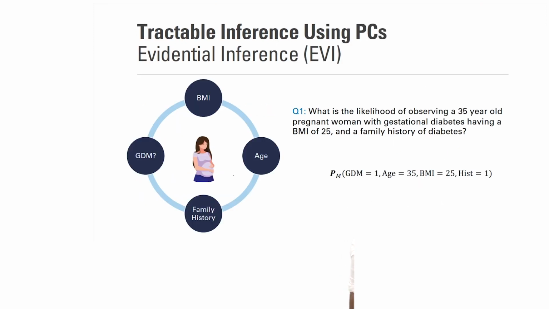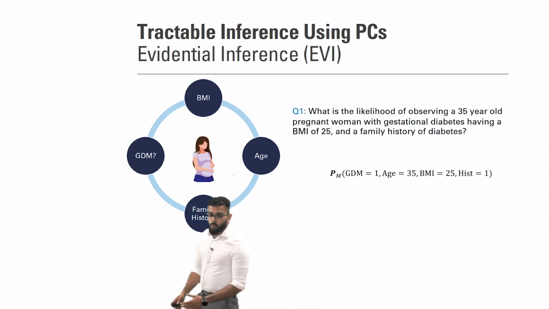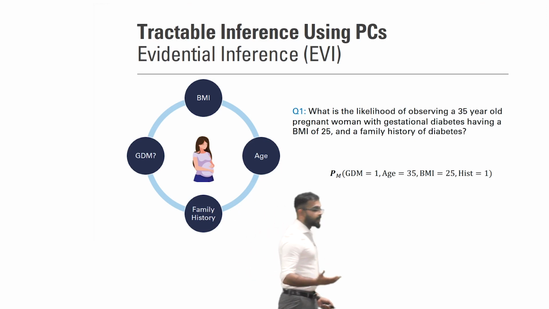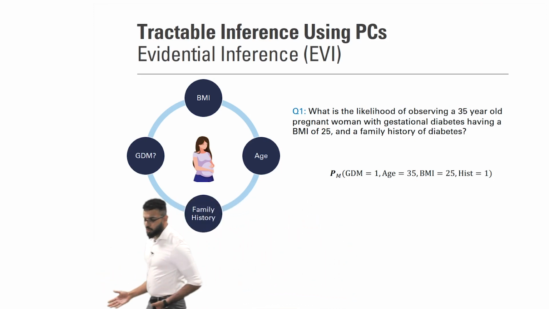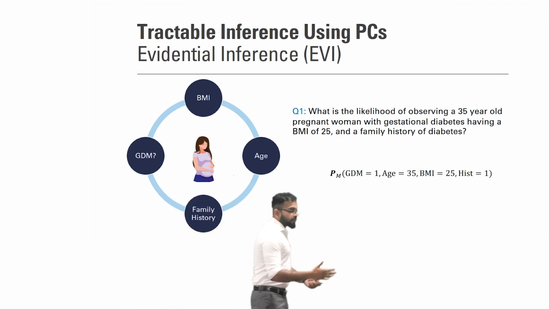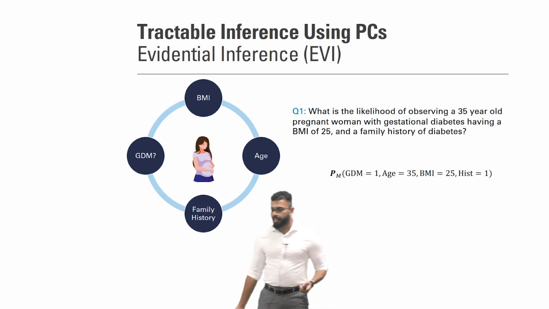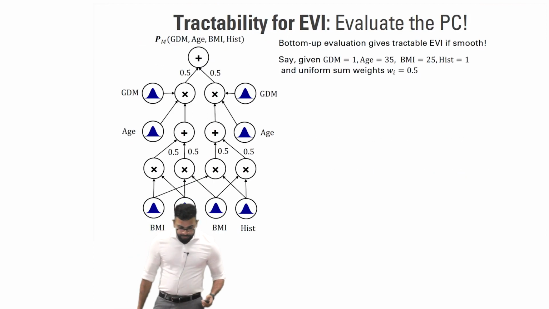Now why is that? Let's revisit evidential inference. What are we interested in doing in evidential inference? We are interested in computing the likelihood associated with a complete assignment of values to all your variables, right? So you're given an assignment, and let's say I have a PC that models the joint distribution. How do I get the likelihood of a complete assignment from my PC? What does evidential inference look like when you have a PC representing this distribution?